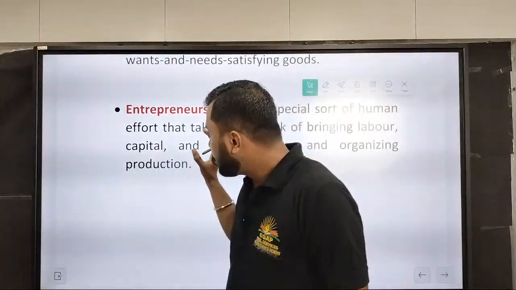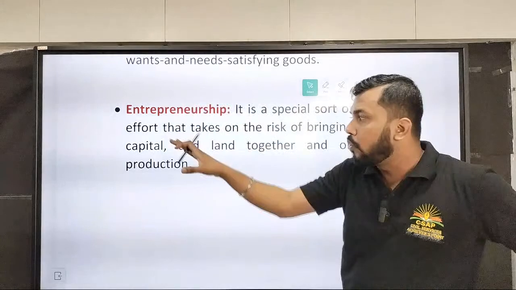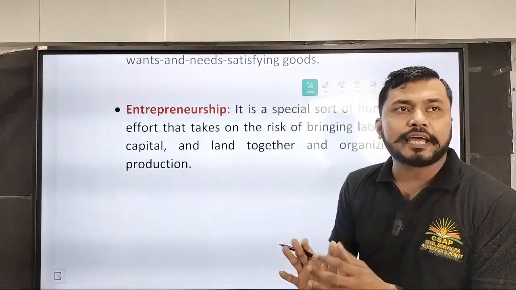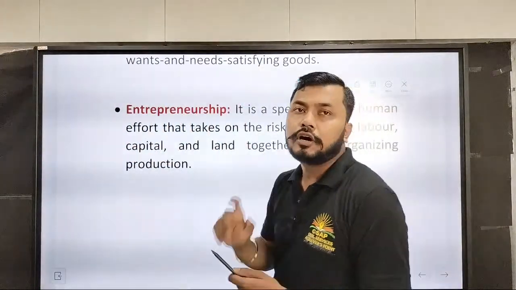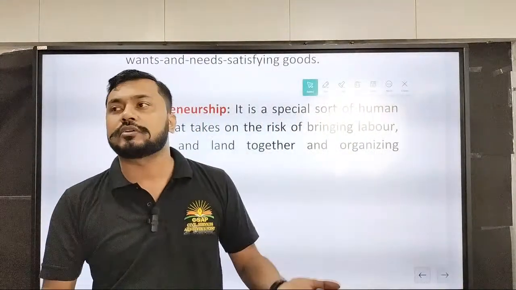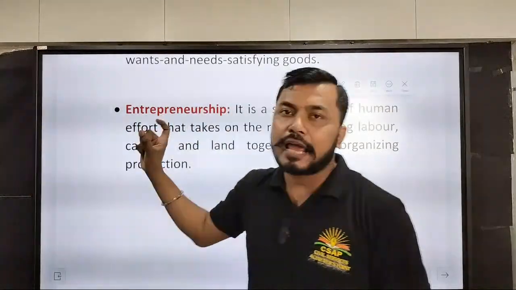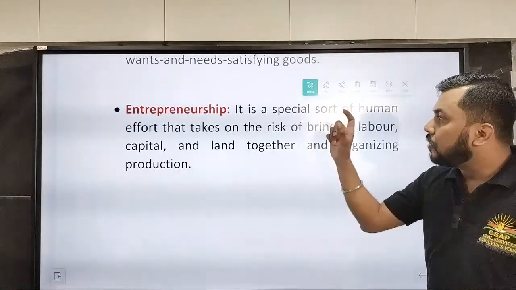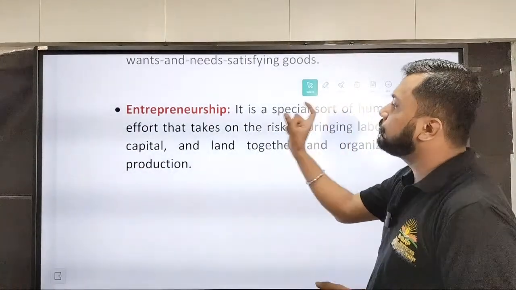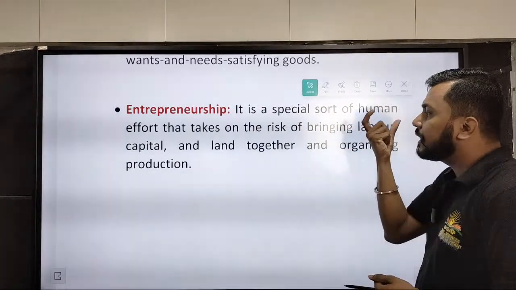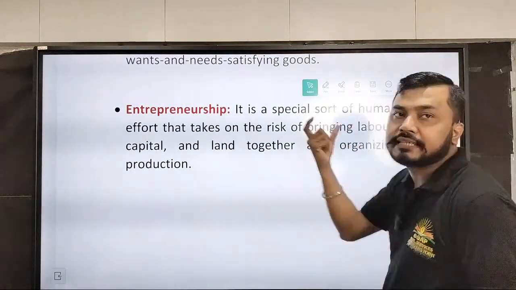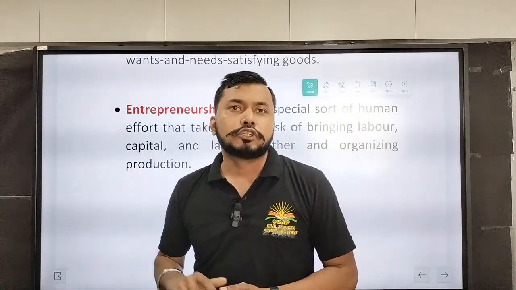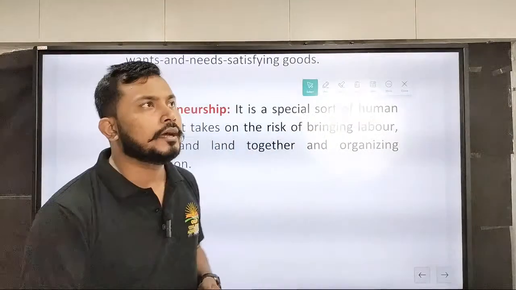And therefore entrepreneurship is one of the prime areas where all these three factors, be it labor, capital and land, come together to make the economy much better as well as much more resourceful. That is the prime aspect of what we can say about entrepreneurship. Entrepreneurship is a special sort of human effort that takes on the risk of bringing labor, capital and land together and organizing production units inside the respective economy. That is the crucial element of this particular thing.